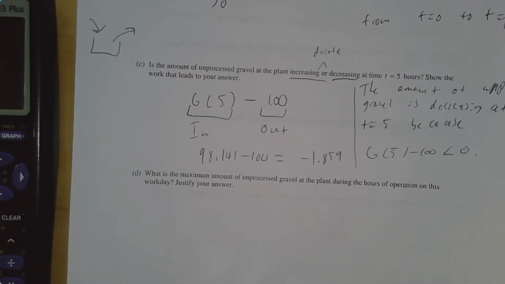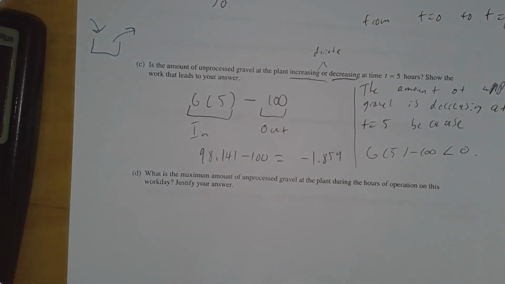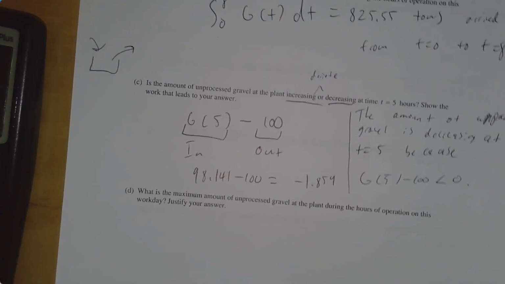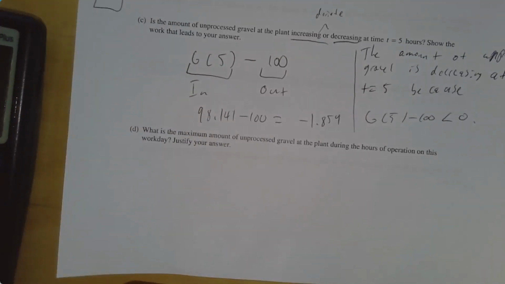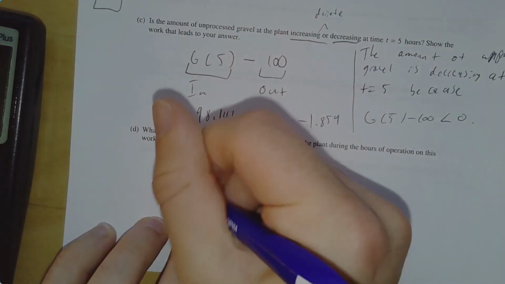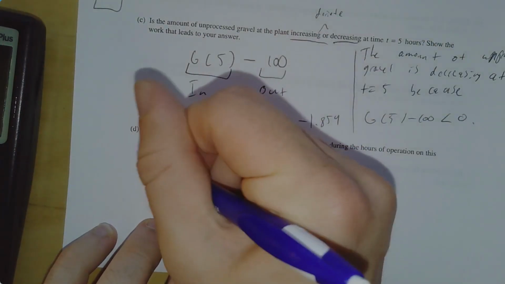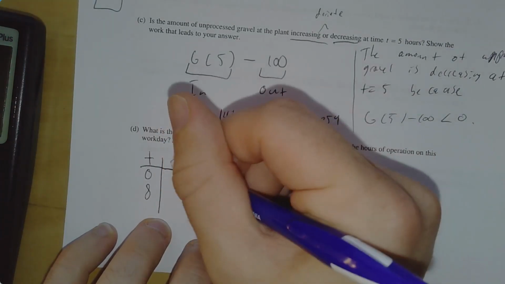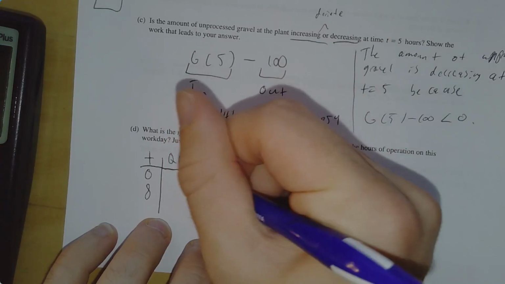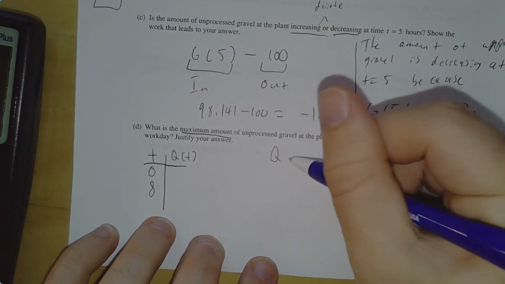Okay. Last one, D. What is the maximum amount of unprocessed gravel at the plant during the hours of operation? Justify your answer. So this is a candidates test. So maximum amount, you think candidates test. So we're gonna have our little integral here, and we're gonna have our times, the endpoints 0 and 8, and then we'll have our quantities. We'll call it Q of t. So we're going to make up a new function called Q of t, and Q of t is going to be a quantity at a specific time.